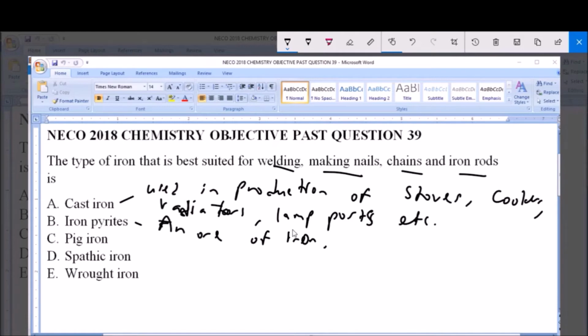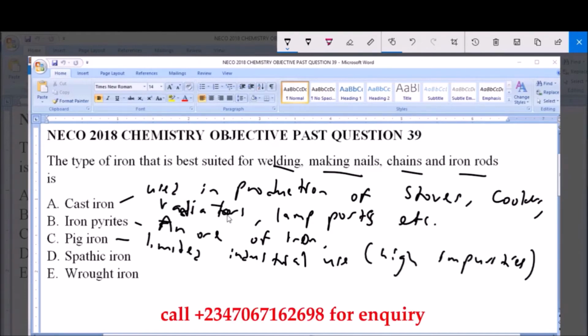Now option C says pig iron. Now pig iron has limited industrial use. This is because it contains high amounts of impurities, so it is very brittle and unsuitable for carrying out industrial work. Now option D says spatic iron.